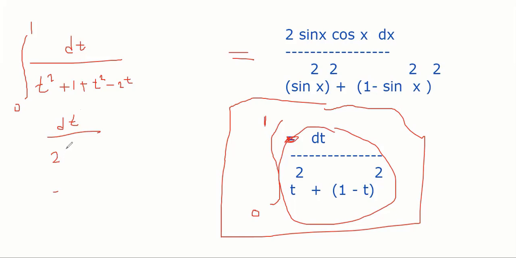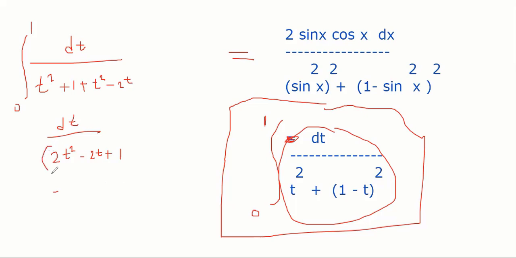Or we can say dt by 2t square minus 2t plus 1. I just rearranged, nothing else. Is everyone okay on this? 2t square minus 2t plus 1. Now what will we do with this? We know the tan inverse, sin inverse, cos inverse, so we'll try to form something in the form of a standard function in the denominator, even if it is not with t. Let's see what I'm trying to say.